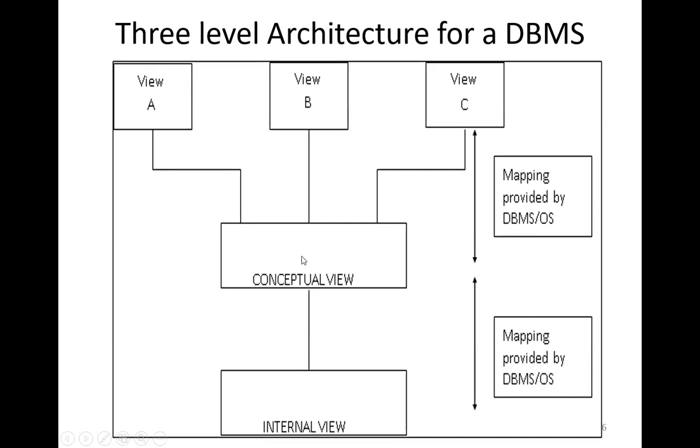So these 3 levels and 2 mappings provide you something known as data independence. Okay. And there are 2 categories of data independence. One is the physical data independence and one is the logical data independence, right? So let's first discuss the physical data independence.